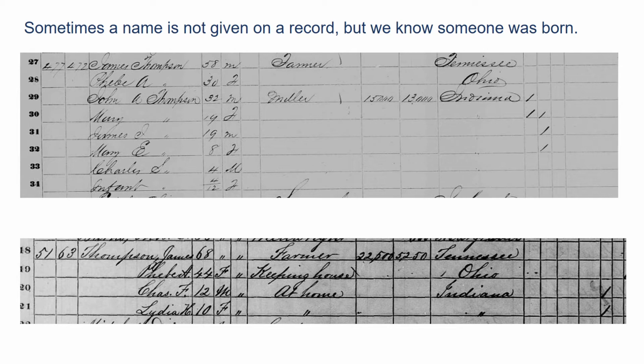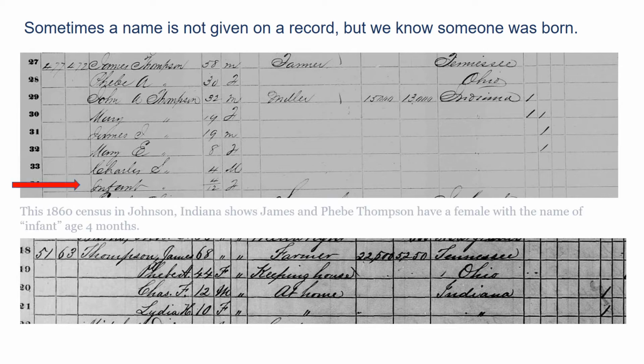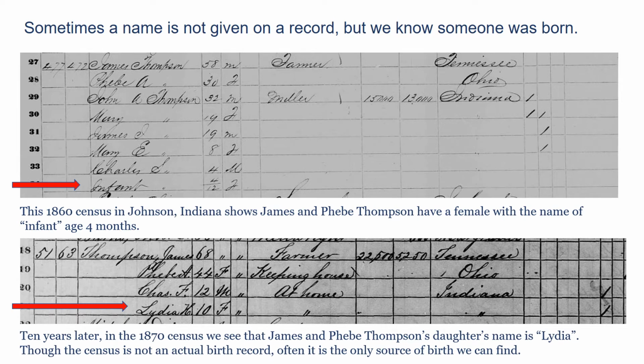Sometimes a name is not given on a record, but we know someone was born. This 1860 census in Johnson, Indiana shows James and Phoebe Thompson have a female with the name of Infant, age 4 months. 10 years later, in the 1870 census, we see that James and Phoebe Thompson's daughter's name is Lydia. Though the census is not an actual birth record, often it is a source of birth we can find.